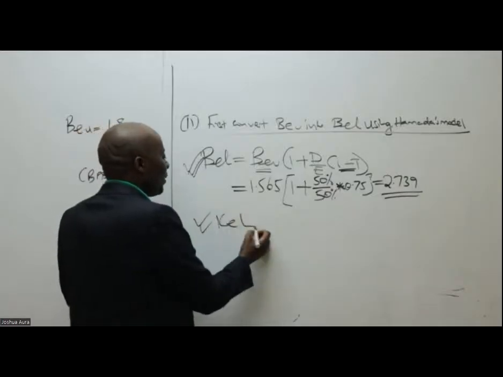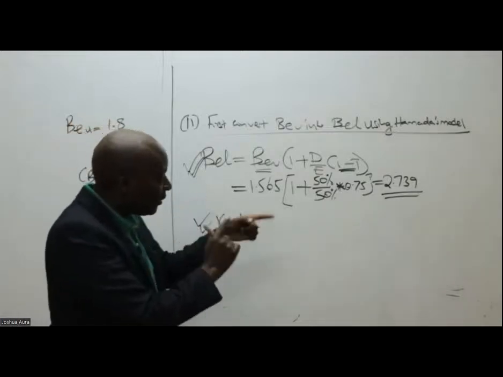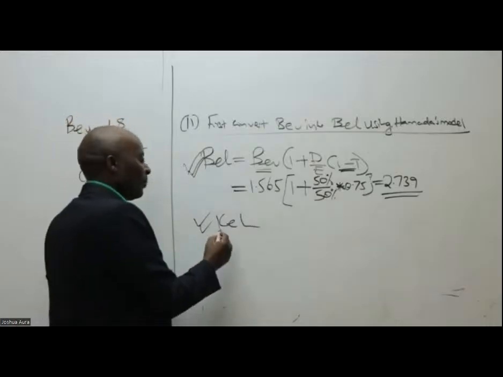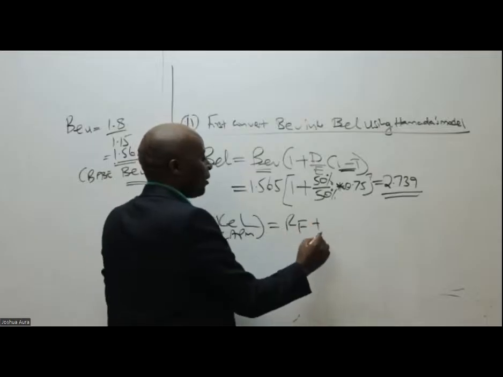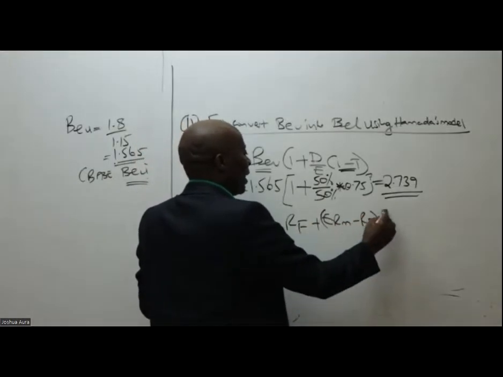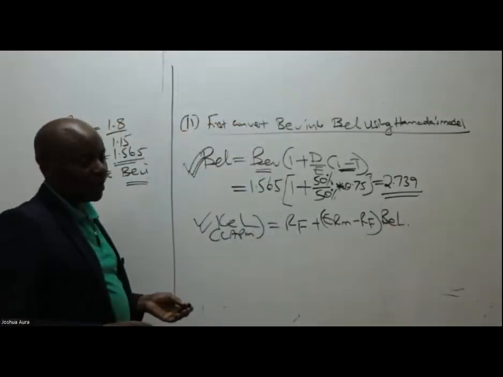Cost of equity this time around will be the cost of equity of a levered farm, because now the farm has debt, 50%. So it's Ke using CAPM. This will be equal to risk-free plus ERM minus risk-free, multiplied by beta equity of a levered organization. This now is levered.